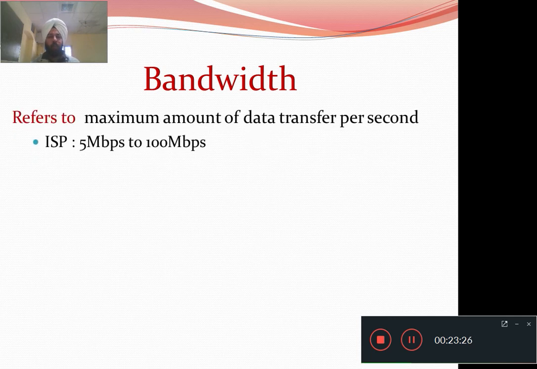Now what is bandwidth? Bandwidth refers to the maximum amount of data transfer per second. ISP means internet service provider. Like in our broadband, the internet service provider gives a speed of 5 Mbps to 100 Mbps. But this is not the actual speed.